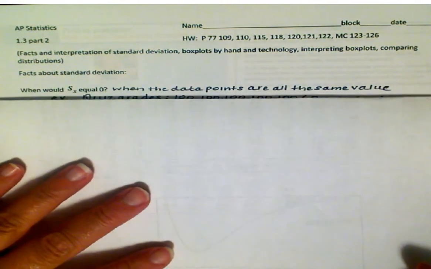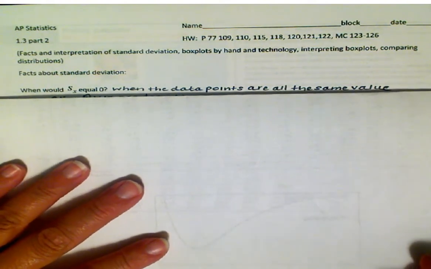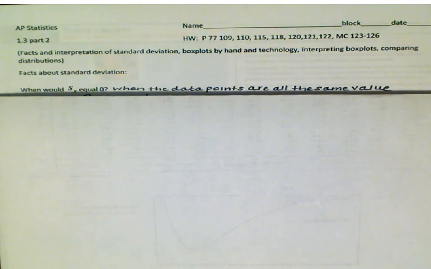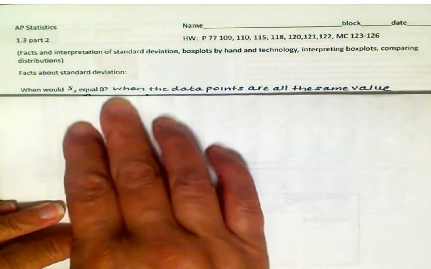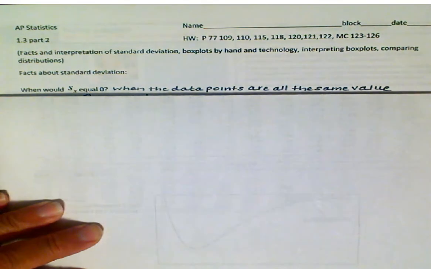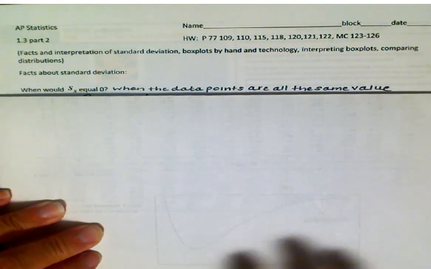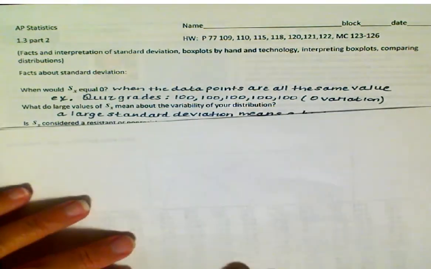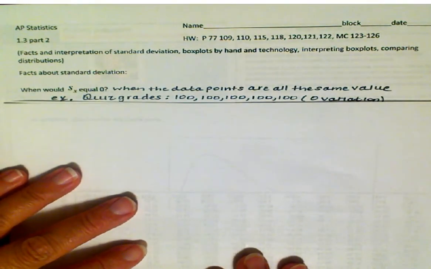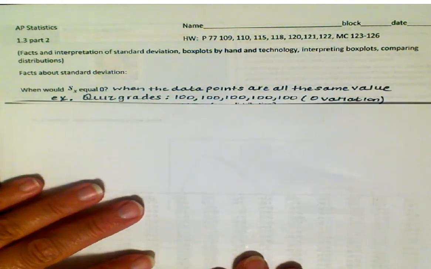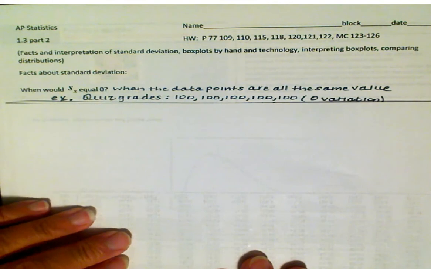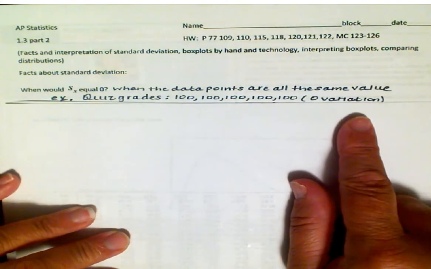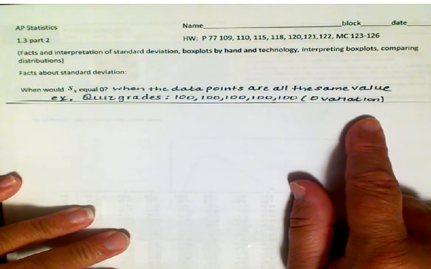When would the standard deviation equal 0? Okay, so we know standard deviation is the distance from the mean, so think about that. When the data points are all the same value, you would have a standard deviation of 0. And then I have an example. I said quiz grade. So if you had 5 quiz grades and they were all hundreds, the average would be 100. How far away from the mean would each one be? They would be 0. 0 variation. So that would be an example of when standard deviation would equal 0.